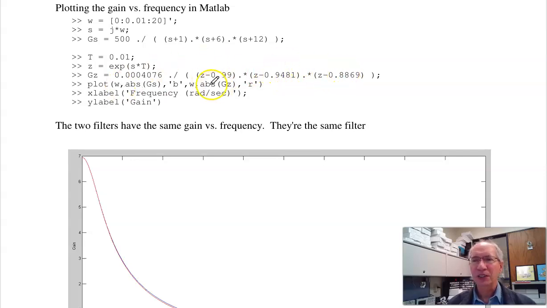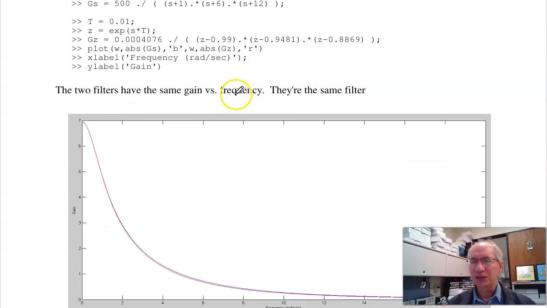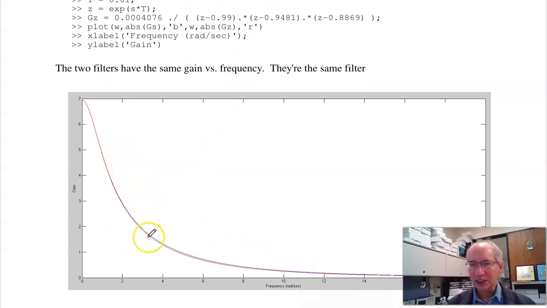Plot the two together, g of s in blue, g of z in red, and you get this. The two filters have basically the same gain versus frequency. The two filters are equivalent, meaning from a practical standpoint, I don't really care. Implement it in hardware as g of s, implement it in software as g of z. Both behave the same.